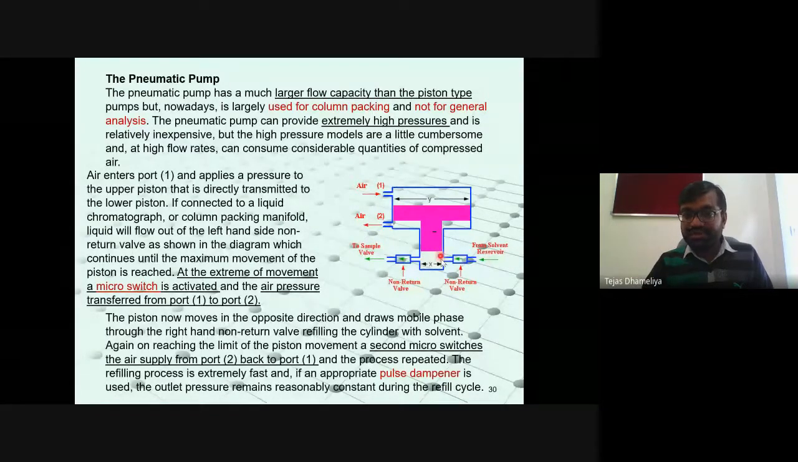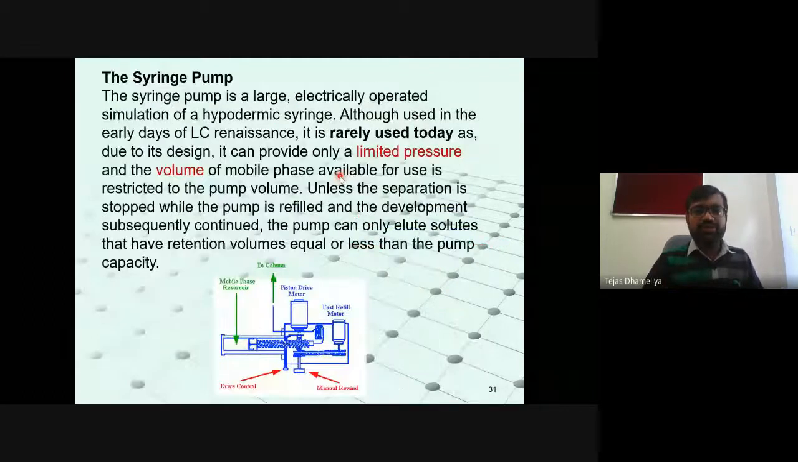Once this portion is filled, the piston, with the pressure of the air, will move downwards. As the piston moves downwards, the downward movement forces the solvent present over here to move forward. It can't go back, so it will move towards the sample valve. Okay, so this is a kind of instrumentation. All the text portion I already highlighted over here. You can go through the same thing for your reading.